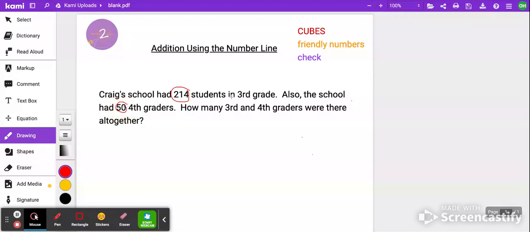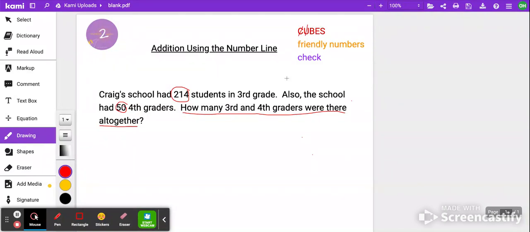Now right here, this says third grade and fourth grade. No need to really circle those, however, since it's talking about a particular grade. So we've circled the important numbers, so I'm going to scratch through the C. Next, we're going to underline the question and make sure that we're understanding what the question means. It says, how many third and fourth graders were there altogether? Since it says altogether, we know that is a clue word that the problem wants us to add. Okay, so let's go ahead and scratch the U.